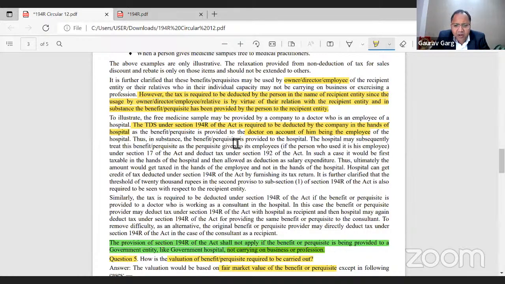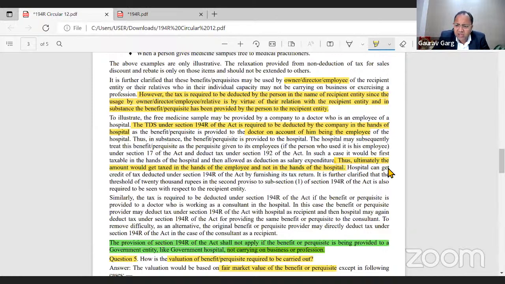Thus, in substance, the benefit or perquisite is provided to the hospital. The hospital may subsequently treat this benefit or perquisite as the perquisite given to its employees if the person who used it is its employee under section 17 of the Act. Now, they will take it to section 17 and deduct TDS under section 192. But your responsibility, from your perspective, we will take it as a benefit given to the distributor. Thus, ultimately, the amount would get taxed in the hands of the employee and not in the hands of the hospital. But as far as I am concerned, the chain would be from manufacturer to the distributor and from distributor to the employee.